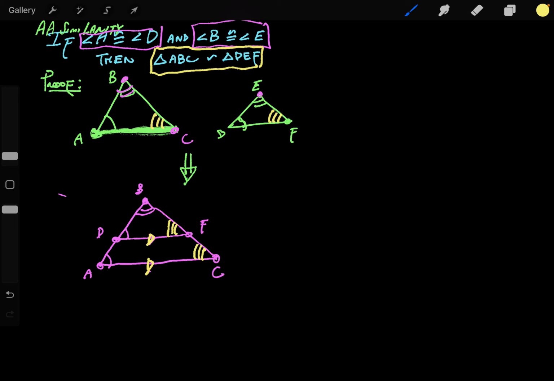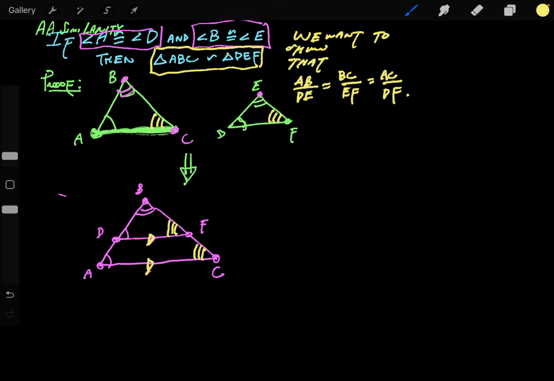So I'm just going to write up here that we want to show that AB over DE is equal to BC over EF, and that AC over DF is equal to the same ratio, right? This is what we want to show. This shows that the sides are in proportion and that the triangles are indeed similar, right? Similarity means that the sides are in proportion and all the angles are congruent.